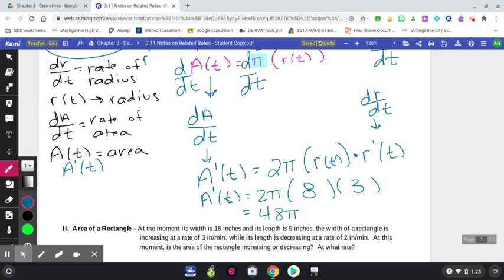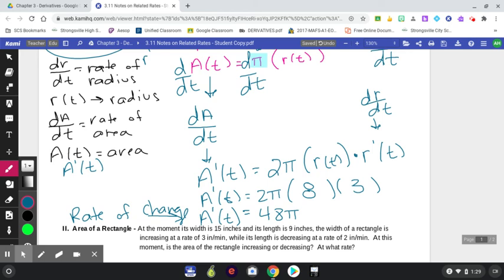And now when I multiply this together, I get 8 times 3, which is 24, times 2, which is 48 pi. And so at the moment that the radius is 8 inches, I have an area that is changing. The rate at which the area is changing, that rate of change for the area is 48 pi. Now I need to get my label correct, okay?